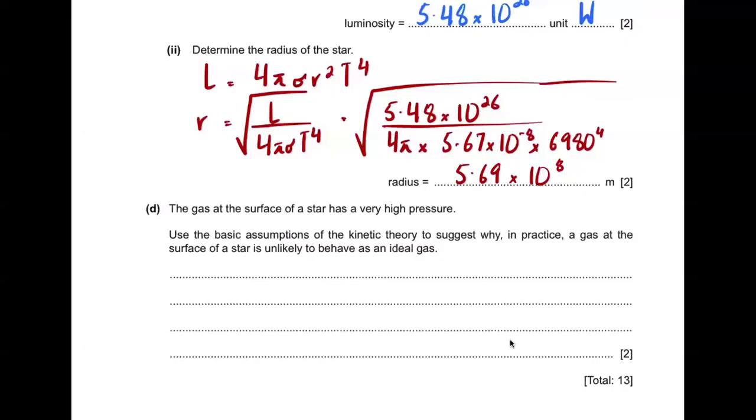So the last part of this question says the gas at the surface of a star has very high pressure. Use the basic assumptions of the kinetic theory to suggest why in practice a gas at the surface of this star is unlikely to behave as an ideal gas. So there are some assumptions, with some being tested more than the other ones. One of those which is tested a lot is this idea that the volume of the molecules is negligible compared to the volume of the gas itself. So in ideal gases, we assume that there are no forces of attraction, so particles are very, very far apart, right? So in this case, it says there is a very high pressure, so I would say that the molecules are very close together.